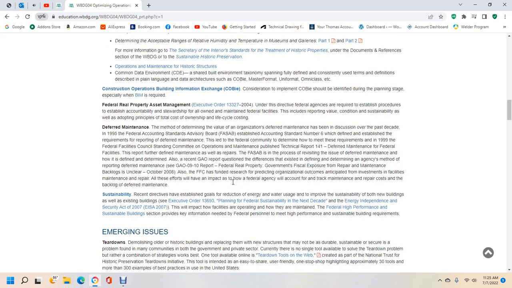Deferred maintenance. The method of determining the value of an organization's deferred maintenance has been in discussion for the past decade. In 1995, the Federal Accounting Standards Advisory Board established Accounting Standard Number 6, which defined and established requirements for reporting deferred maintenance. The federal community then determined how to meet the requirements. In 1999, the Federal Facilities Council Standing Committee on Operations and Maintenance published Technical Report 141, Deferred Maintenance in Federal Facilities. The report further defined deferred maintenance as well as repairs. The Federal Accounting Standards Advisory Board is in the process of revisiting the issue of deferred maintenance and how it is defined and determined.